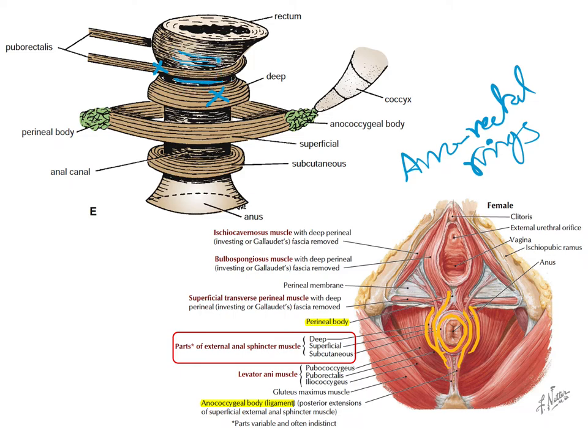Yes, I mentioned that the internal anal sphincter is formed by this smooth muscle, right? So these three parts, the deep part of the external anal sphincter, the puborectalis, and the internal anal sphincter, form a ring. We call it the anorectal ring, which is very important in the control of fecal continence.